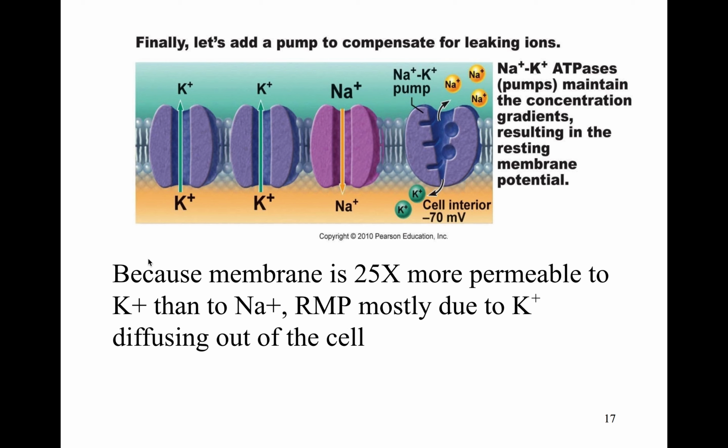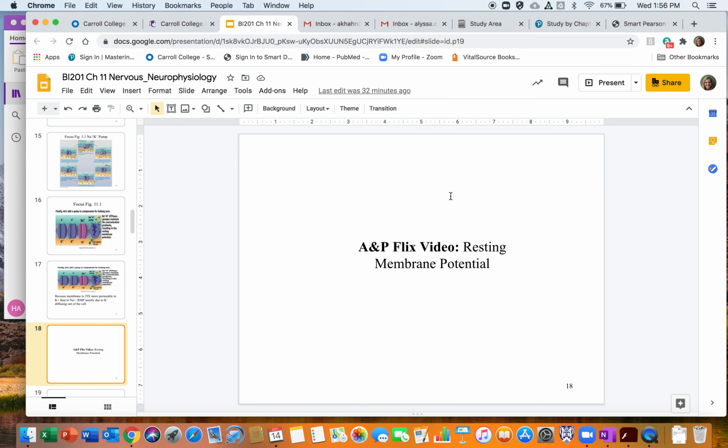One last thing I want to mention is that because our membrane is 25 times more permeable to potassium than sodium, that really negative resting membrane potential is mostly due to the leakage of potassiums, or the potassiums diffusing from inside of the cell to outside of the cell. So our resting membrane potential is very negative, predominantly due to the loss of all of those potassium ions. Now we're going to watch a video on generating our resting membrane potential.